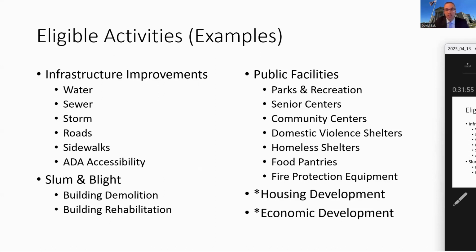Slum and blight: building demo, building rehab, vacant housing, vacant schools, vacant commercial buildings that you either need to take down because they're just a complete eyesore, and maybe even a little dangerous, or rehabilitate and reuse. Public facilities, a lot of CDBG projects: parks, fair game, recreation, senior centers, community centers, domestic violence shelters, homeless shelters, food pantries, fire protection equipment. One of the things that we're asking people is just tell us what you're thinking of doing. And I'll talk about how you can tell us what you're thinking of doing.